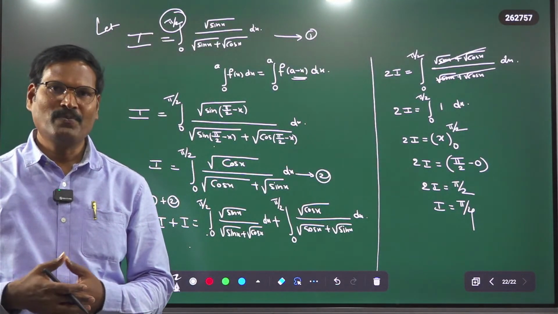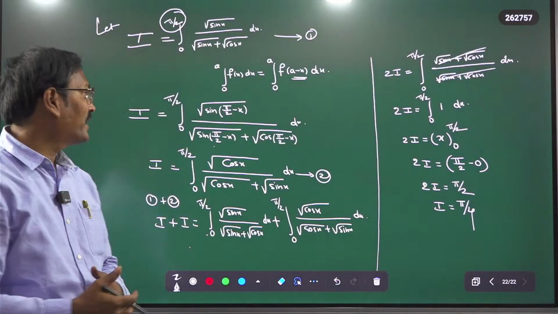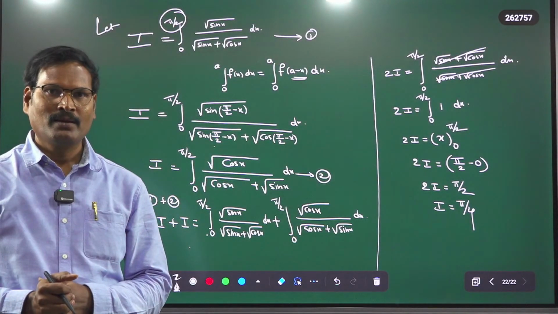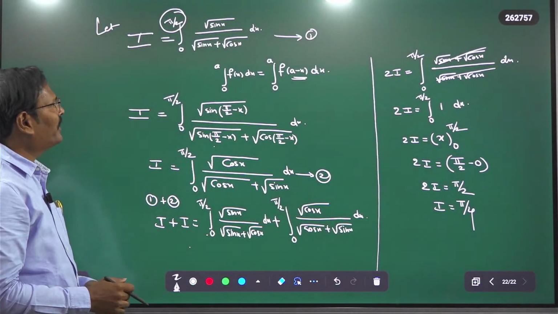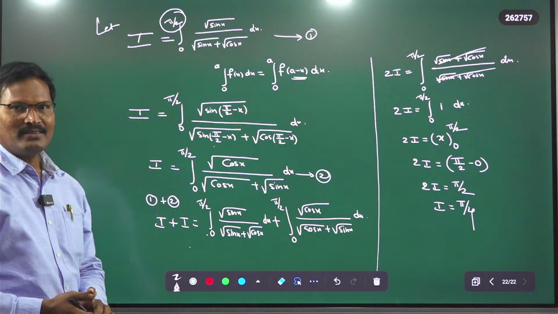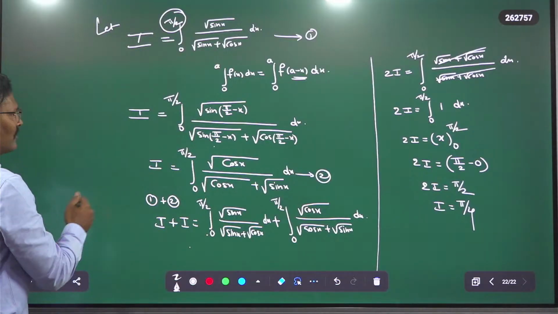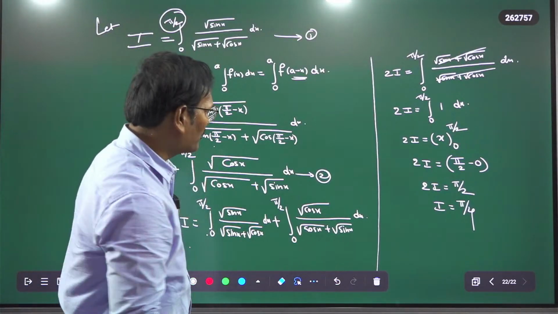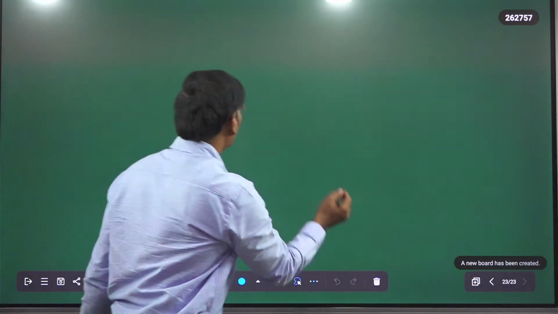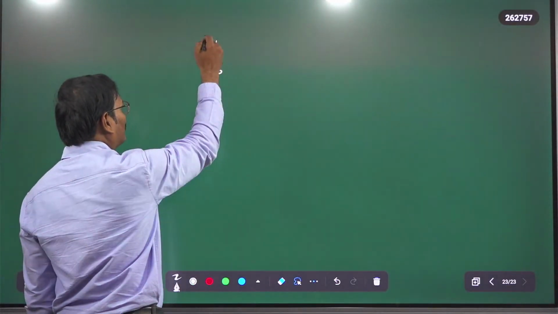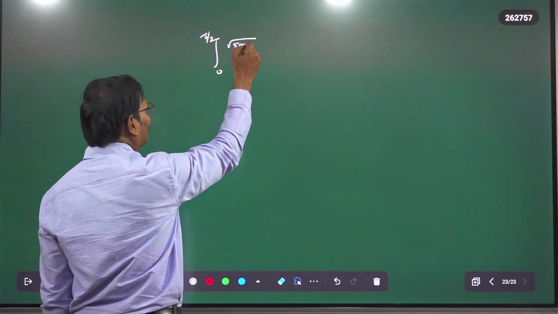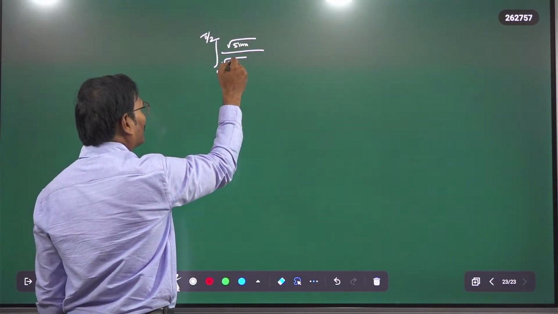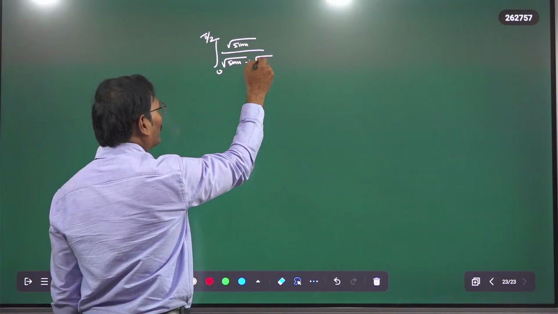So this is a 7-mark question. So you will get this question in IPE. Is it clear? So, and we can do this problem by using a small technique. So the question is this, no, integral 0 to pi by 2 root of sin x by root of sin x plus root of cos x dx.